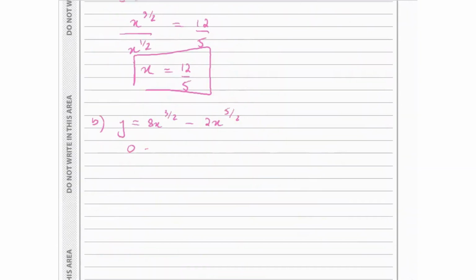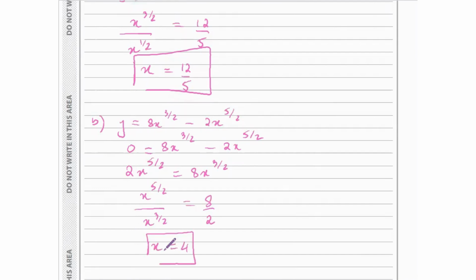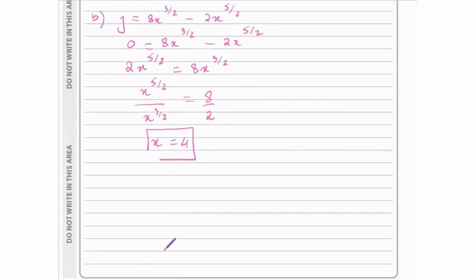Because without the limit, we can't integrate it. So 0 equals 8x to the power of 3 over 2 minus 2x to the power of 5 over 2. 2x to the power of 5 over 2 equals 8x to the power of 3 over 2. That's x to the power of 5 over 2 divided by x to the power of 3 over 2 equals 8 over 2. That's x equals 4. So for R1, your lower limit is 0 and upper limit is 4. Let's integrate it now.